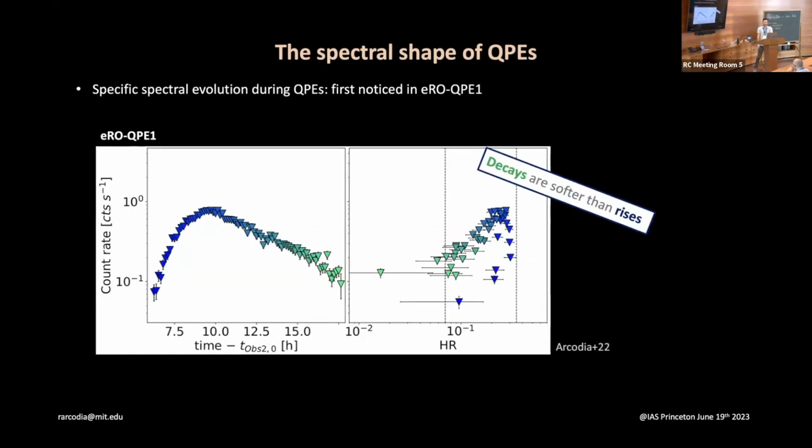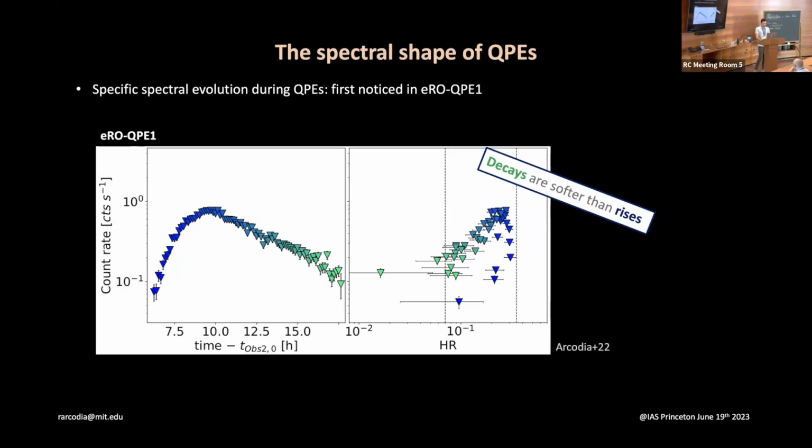I think what the eROQPEs have shown us is perhaps the only consistent property across QPEs, which is the spectral evolution. This is a burst, count rate versus time from blue to green, and this is hardness ratio versus count rate. So at the start of the burst, you get harder, you reach kind of the maximum temperature or hardness before the peak, which is here. Then you do this sort of hysteresis, and at the same flux, at the same count rate, the rise is always harder in the spectrum than the decay.